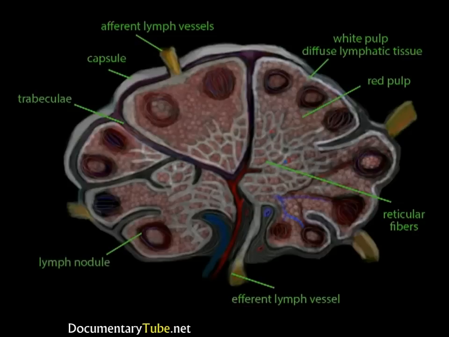Lymph nodules contain germinal centers, where rapid mitosis of lymphocytes can take place in response to foreign invaders found in the lymph. Lymphocytes produced in the germinal centers are released into the lymph and eventually reach the bloodstream, where they can be transported to the tissues.